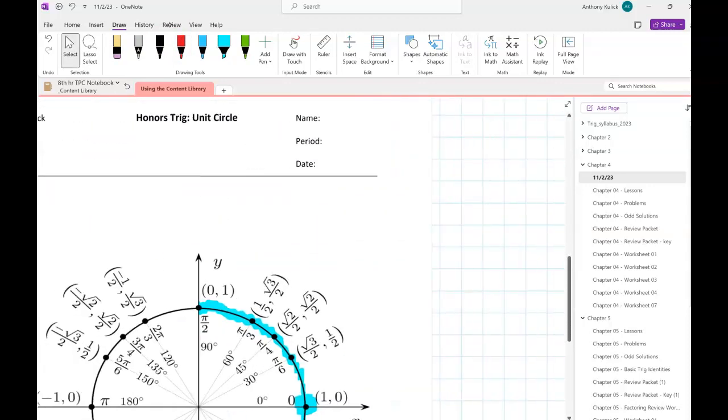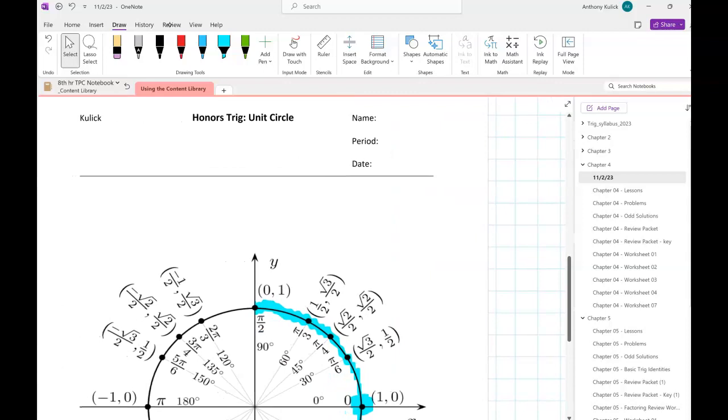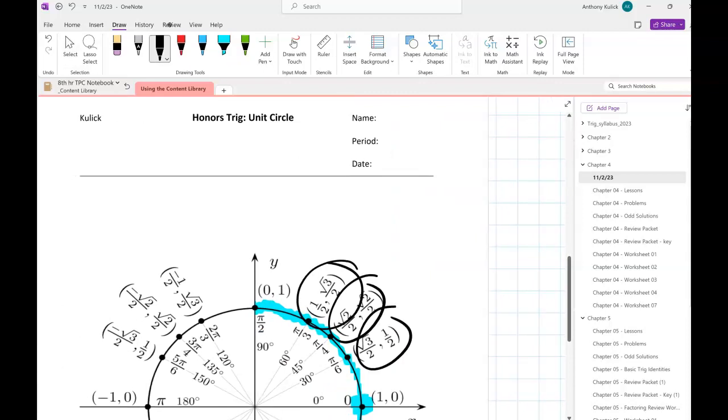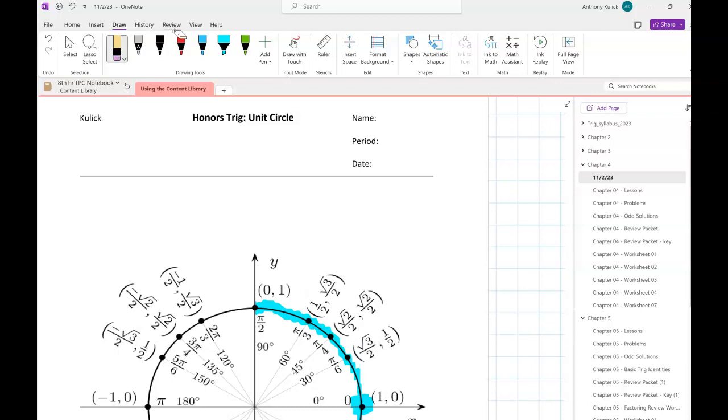Now, when I look at my unit circle, we have all these points on it, right? These x, y's. Does anybody remember what x and y represent on the unit circle? We did this all back in chapter 2. X is not sine, it's cosine.